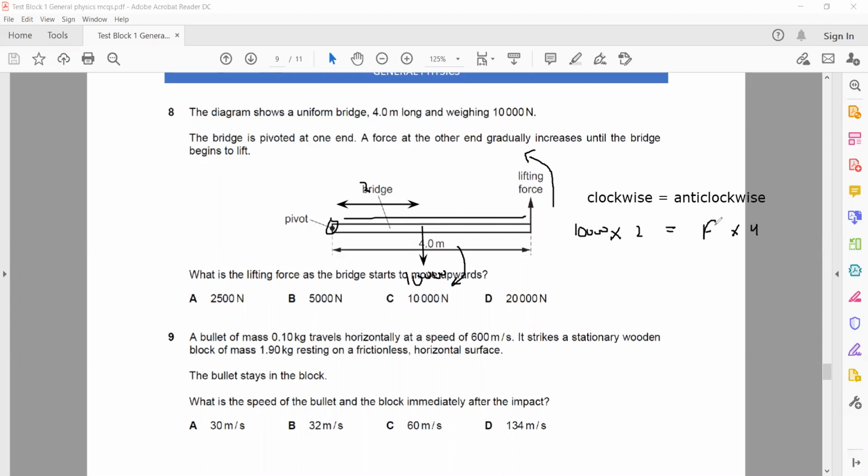We need this F, so it will be 20,000 divided by 4, which is equal to 5,000. The minimum force required to keep it balanced is 5,000. More than 5,000 will cause a turning effect.